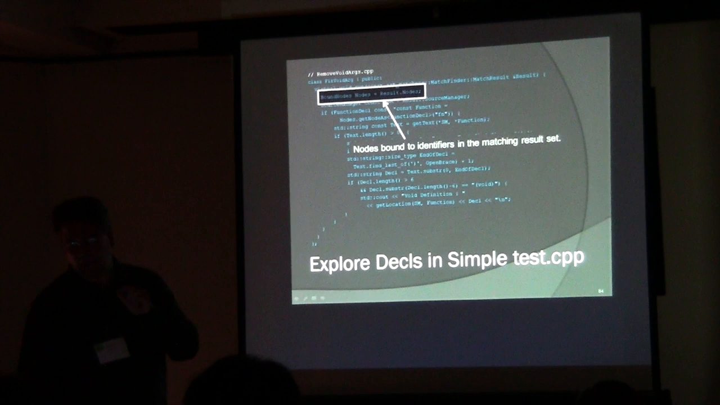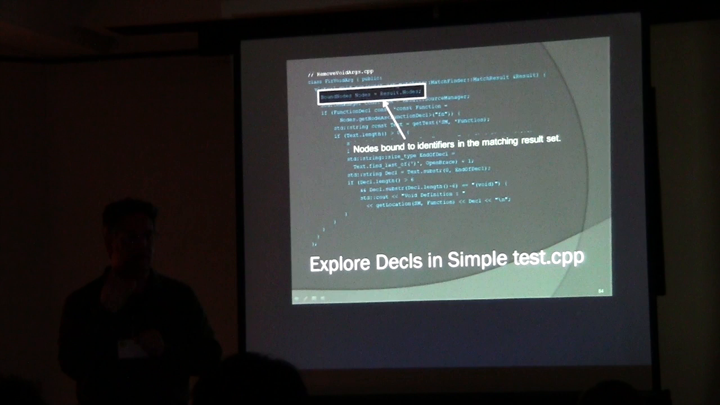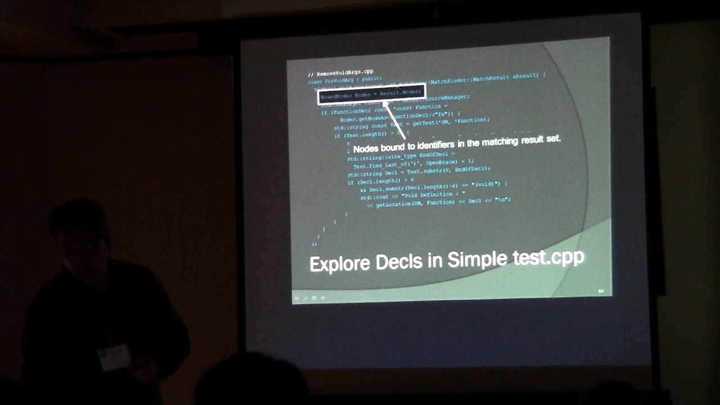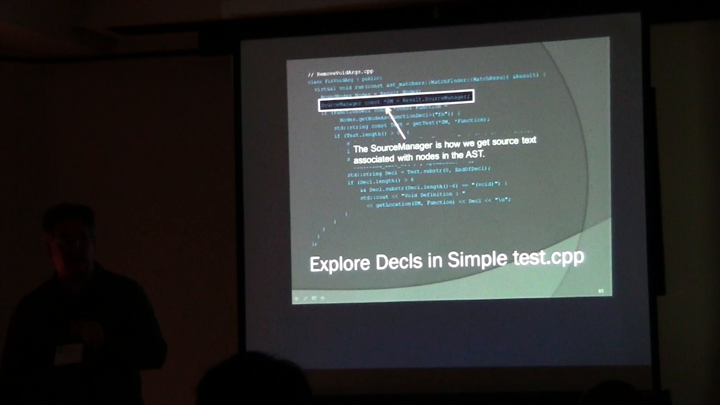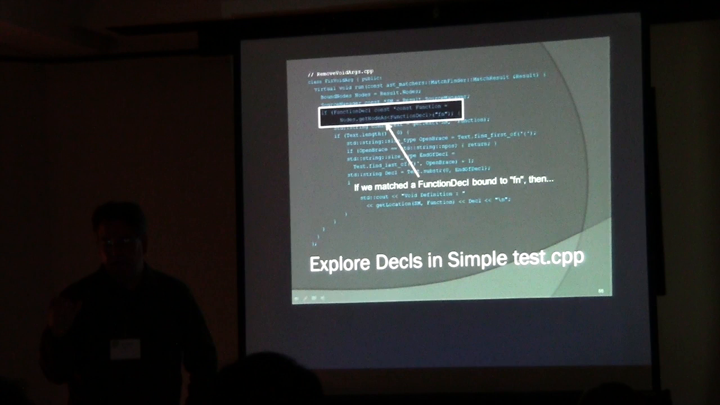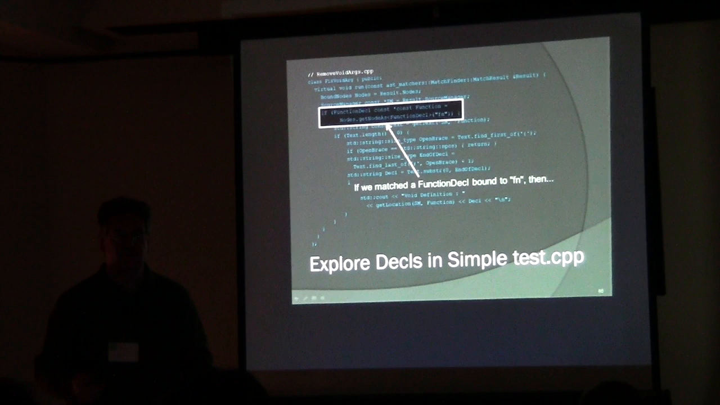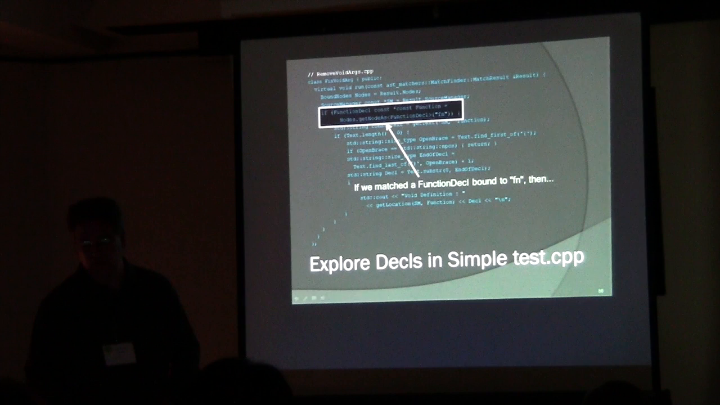I just made a local variable here for the bound nodes. The bound nodes are the nodes that match that we bound to some string identifier. In this case, we bound it to fn. And the source manager is the thing that connects your nodes and their source locations to files on disk. So we are asking the bound nodes for a function decl node that was bound to fn, because I could bind function decl nodes in many different contexts to different identifiers, and I could pass them all to a single callback. In this case, we're just looking for the fn.